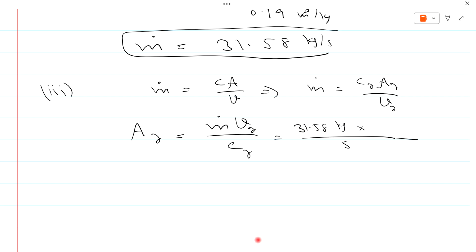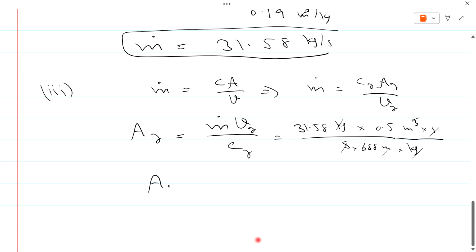The value of V2 is 0.5 meter cube per kg, and the value of C2 is equal to 688 meter per second. This second will be in double division. So second will be cancelled with second. Kilogram will be cancelled with kilogram. 1 meter is cancelled with 1 meter. So this is meter square.